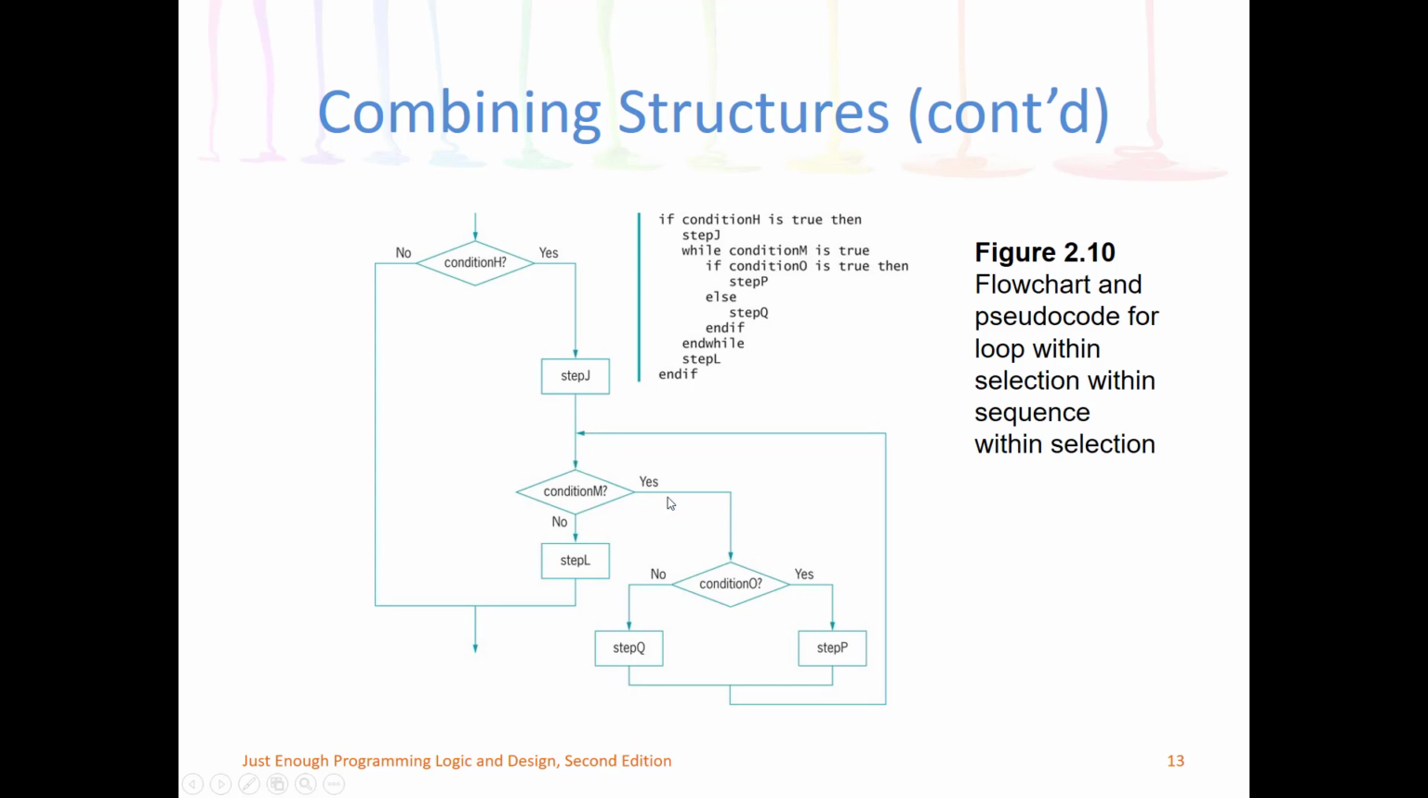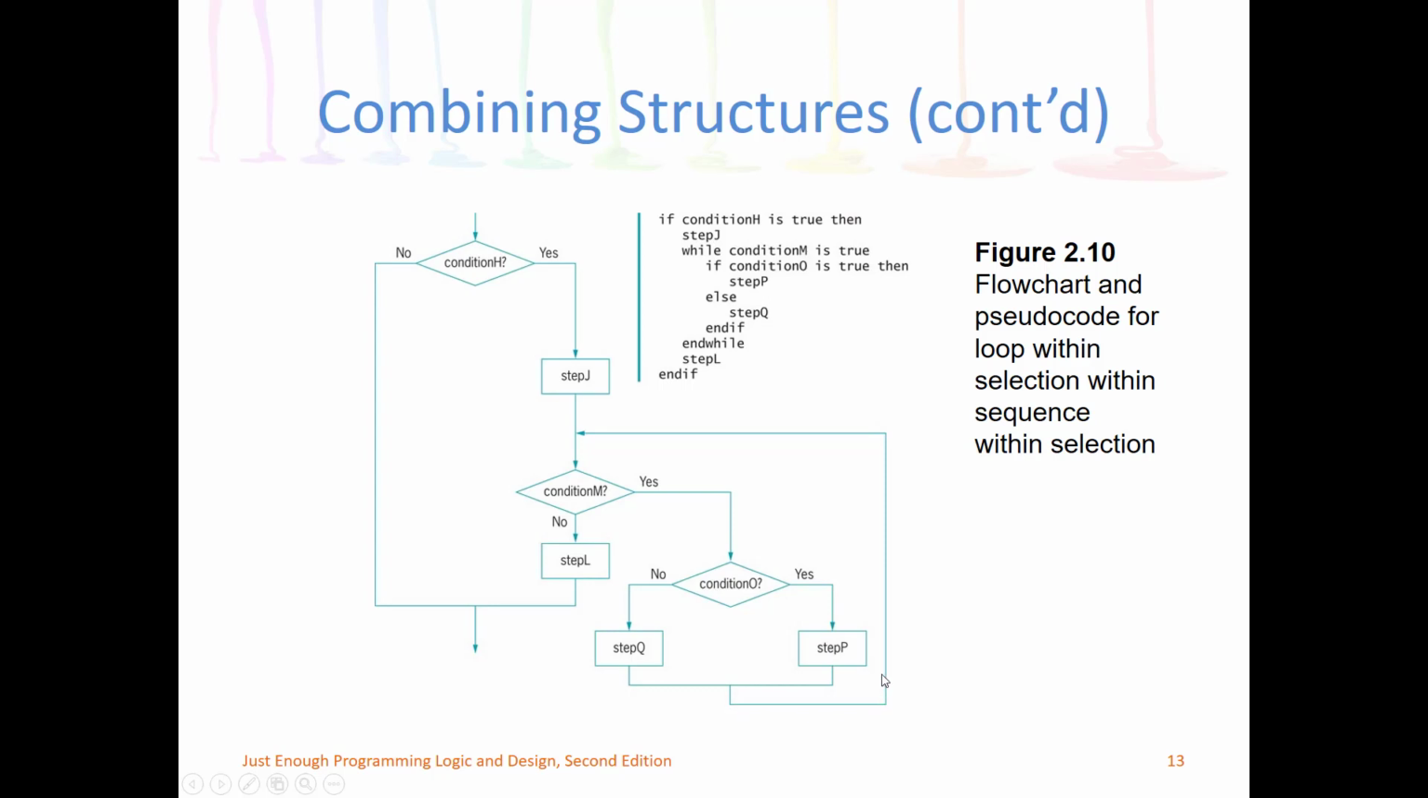Okay, so condition M is true or yes. Come down here and test condition O. Remember, these conditions test either true or false. They're Boolean values. They can't be anything other than true and false, or yes and no, or on and off. It just depends on the book and how you're looking at it. Condition O is true, yes. Then come down here and do step P.